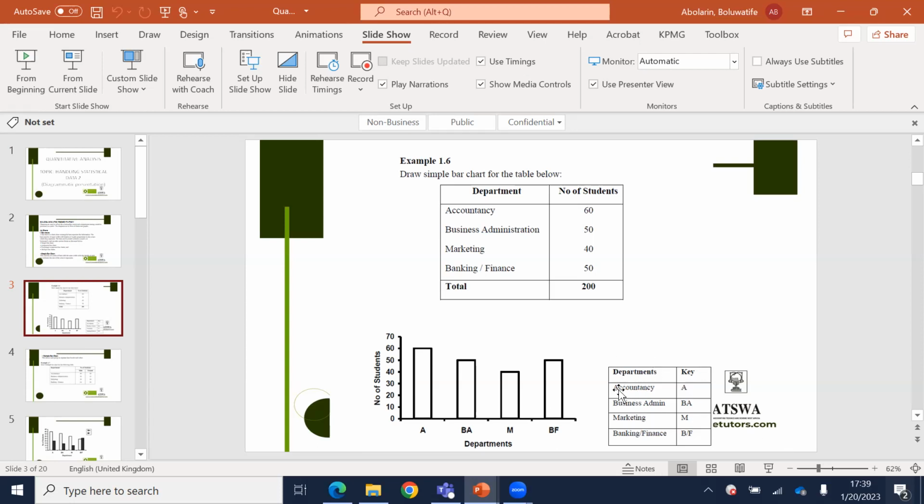You have to put departments as what? Accountancy. You will tell them that accountancy represents A. Business admin represents B. So that it is not only in your mind. They will be like, what is BA? You are not telling me what BA is. So you are going to lose marks. Make sure you put this table.